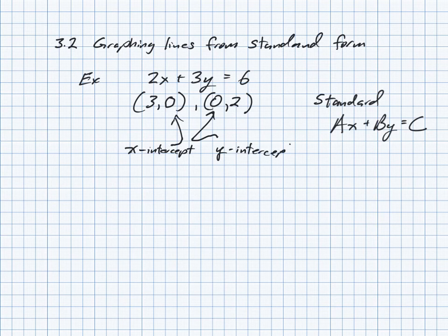How do we graph this line? We're just going to make our coordinate axis, and I have 3, 0, means I move 3 along the x-axis, and I draw a point. That's my x-intercept. And then I go 0, 2 along the y-axis, and this becomes my y-intercept. I connect the dots to create the line.